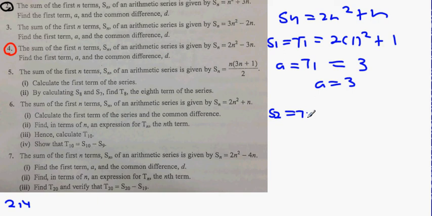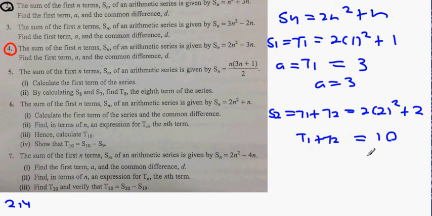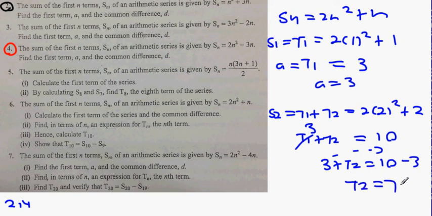S2 is the same thing as T1 plus T2, which ends up being 2 times 2 squared plus 2, and what we get here is 10. So T1 plus T2 equals 10. We know that T1 is 3, so 3 plus T2 equals 10. Take away 3, T2 equals 7. Okay, so now what we've got to do is find the difference between 3 and 7, and we know that d therefore equals 4. A is 3 and d is 4.